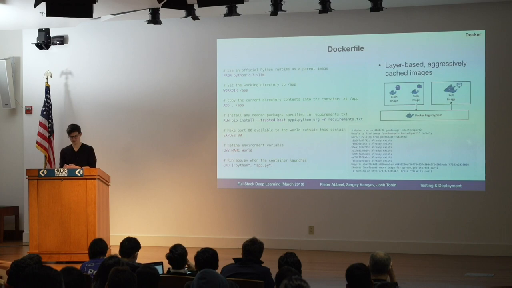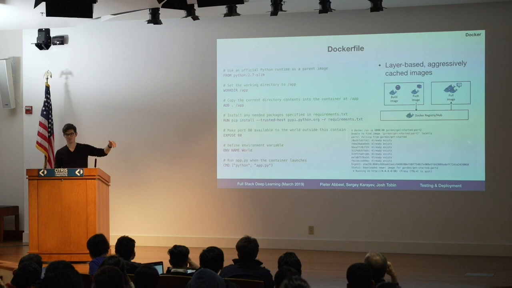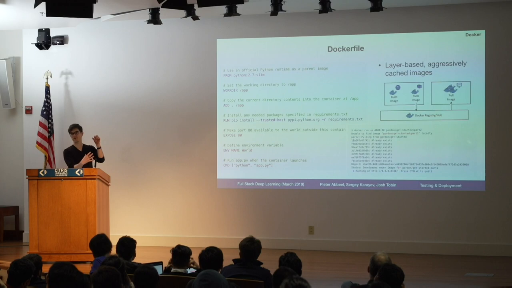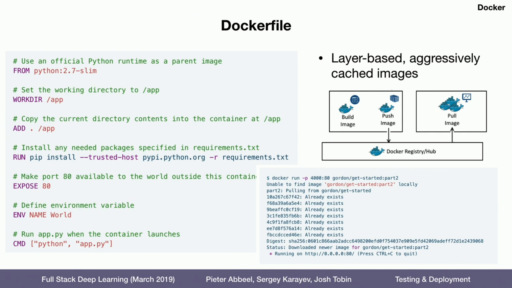Then you say, okay, within that Docker image, I'm going to want my work directory, the code that I actually want to run, to live in the /app directory. I'm going to add everything that is in my current local directory on my local computer, where I'm running this docker build command, to the Docker image under /app. Then I'm going to run pip install to install all the requirements I'm going to need for my Python application. Then I'm going to expose port 80 in this Docker container to the world outside of it.